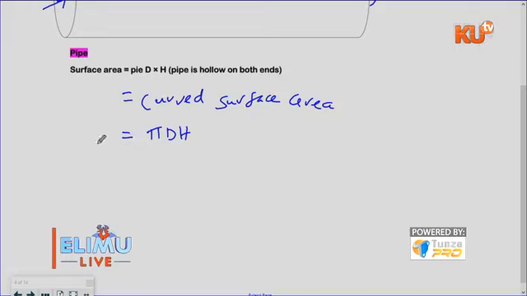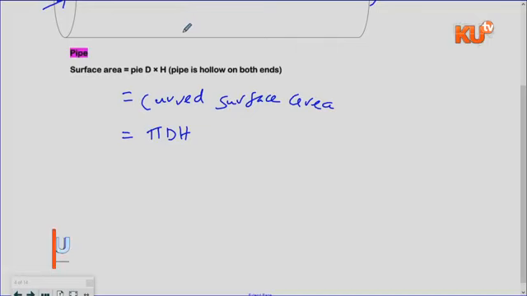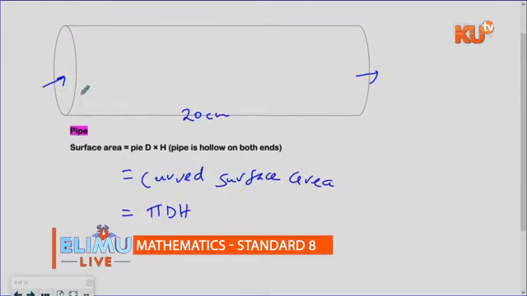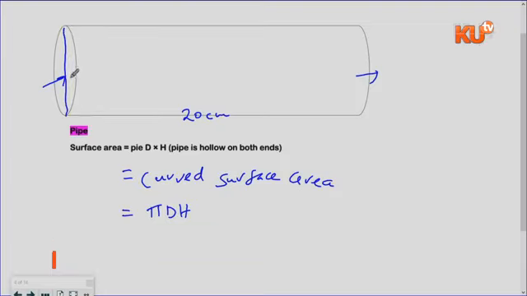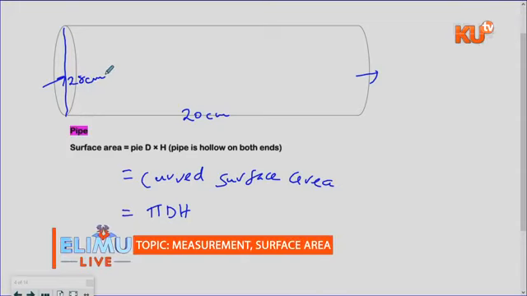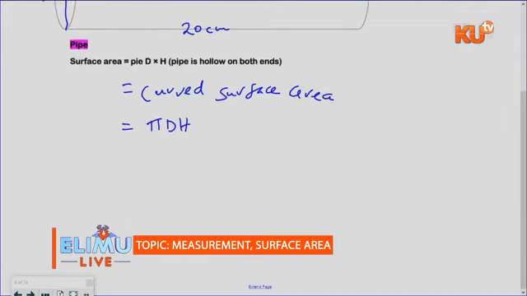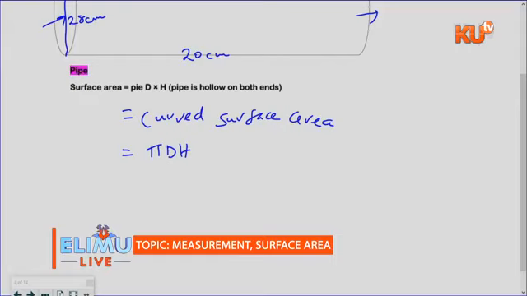So let us give the measurements. Let's use 20 centimeters as the height, and then you can use 28 as the diameter. So diameter is 28 centimeters. After that, we can now find the surface area. Remember, I've said to find the surface area of a pipe, because the two circles are not there, it is hollow.